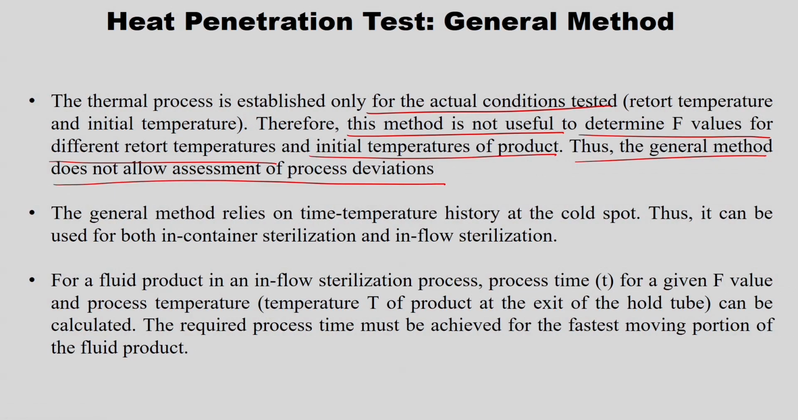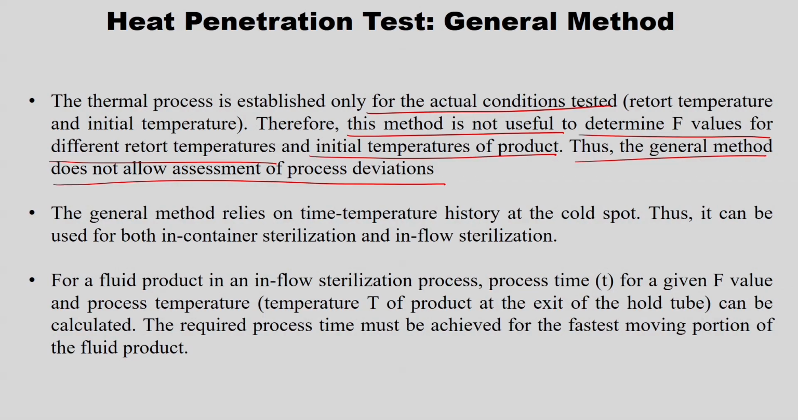So, the heat penetration test can be done in three ways, right. One is the general method, the second one is the formula method, what we have seen, right. So, how do I relate my B with the parameters I am getting from the heat penetration curves. The third one is the numerical method. The first, which we are discussing here, is the general method.